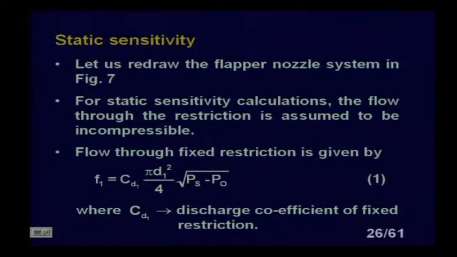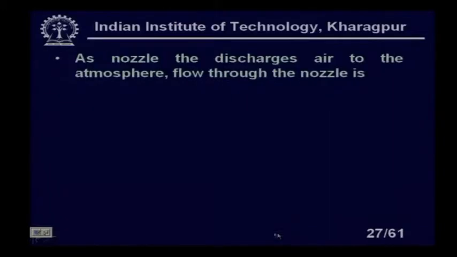So, C_D1 is the discharge coefficient of the fixed restriction, that means the supply side restriction. P_O is the output pressure, and P_S is our supply pressure. As the nozzle discharges air to the atmosphere, the flow through the nozzle, instead of volumetric flow rate, I am talking about the volumetric flow rate through the nozzle, will look like F2 = C_D2 π D2 x̄ √P_O. This equation is slightly different. We have taken the circumference multiplied by the displacement x̄, that is, we are taking the bleeding area, right.